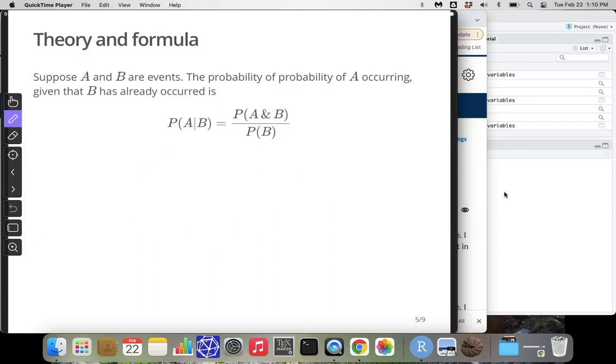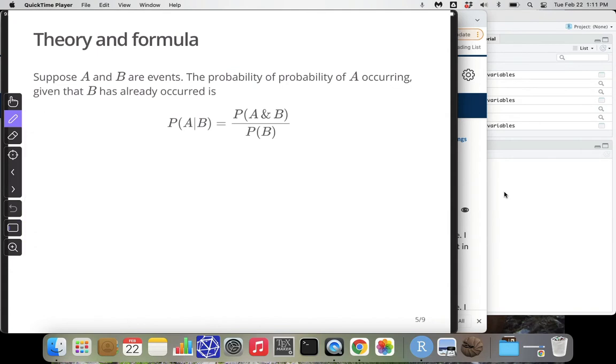And we'll resort to theory to develop a formula to answer this question. If we have two events associated to some random process, we'll call them A and B, the probability of A occurring, given that B has already occurred, is denoted in this way. This is the probability of A given that B has occurred. It is the probability that both A and B occur divided by the probability that B occurs.